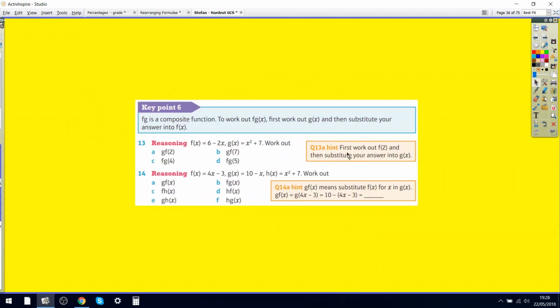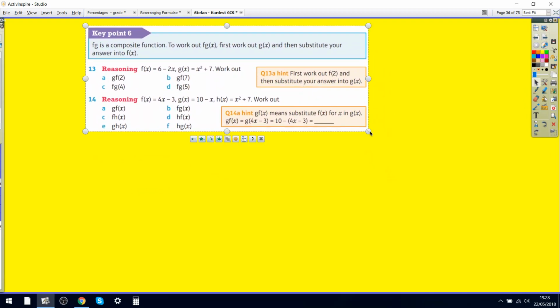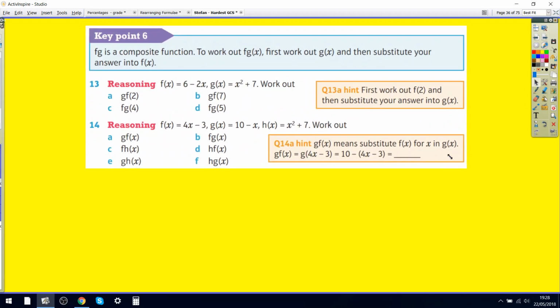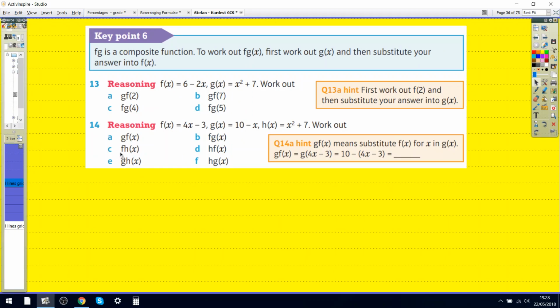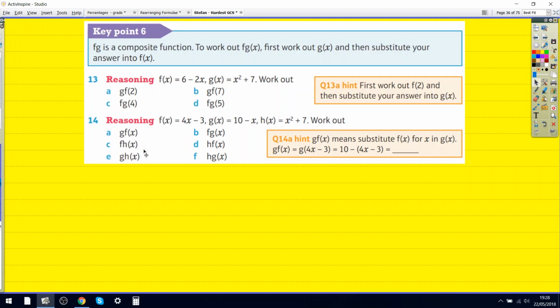Okay, composite functions. How do we do A? Composite.